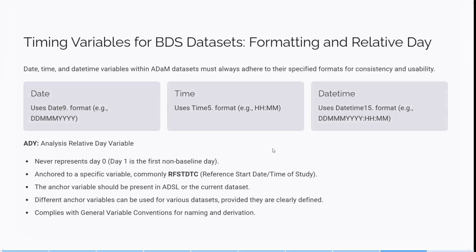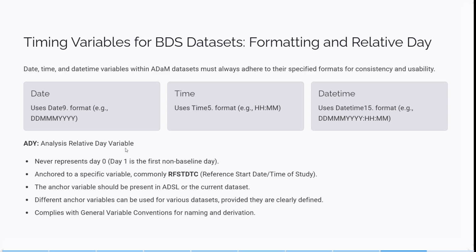Okay, so the timing variables for the BDS datasets are the formatting and relative day. The date, time, and datetime variables within ADaM datasets must always adhere to specific formats for consistency and usability. So you have a format here, DDMMYY, which is a date format, and TIME5, so hours and minutes, and DATETIME15., which means a combination of the date and the hours and minutes, both date and time.